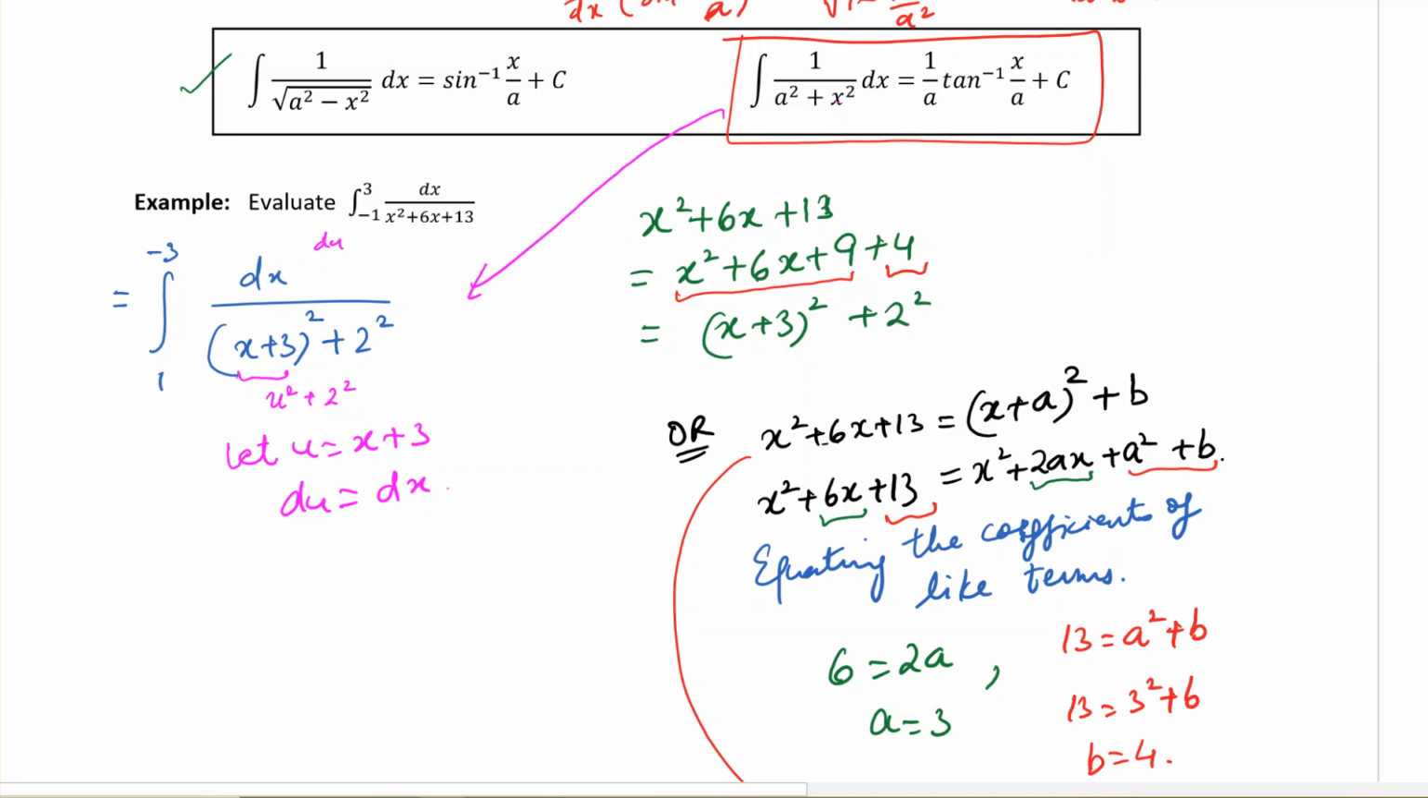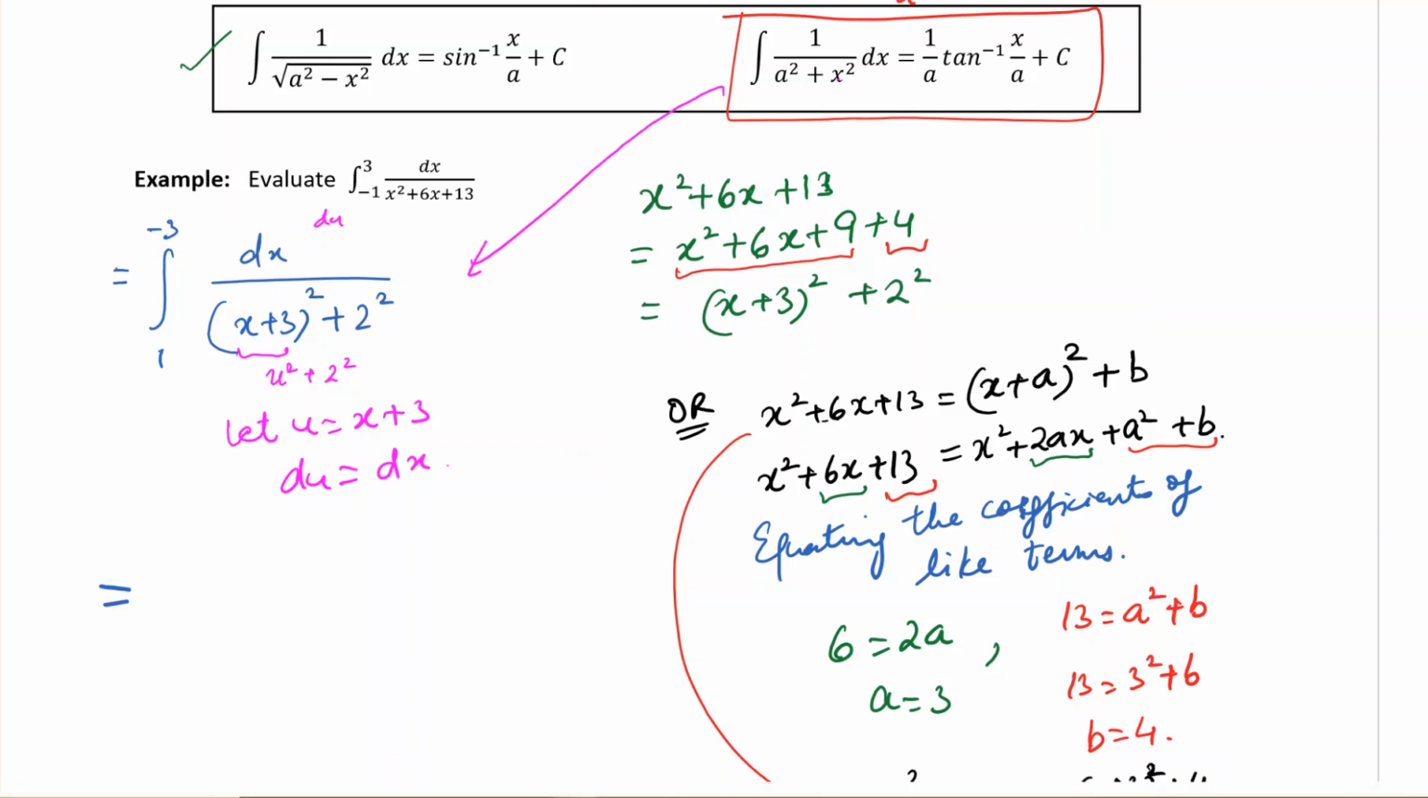So using this result, we get 1 over a. So a is 2 in this case. So we get 1 over 2, and we get tangent inverse, and in place of x, we have the new variable, which is x plus 3. So x plus 3 over a, which is our 2, plus c. But since this is a definite integral, we're going to plug in our limits from -1 to 3.